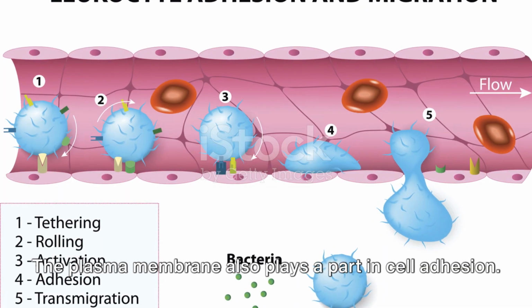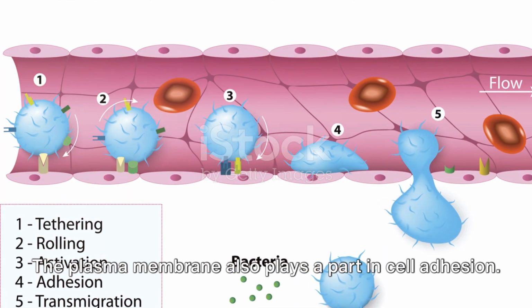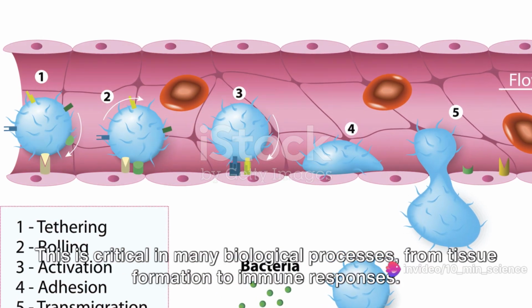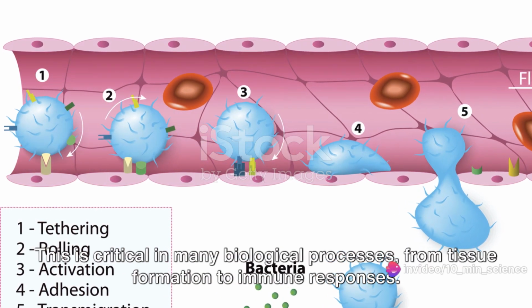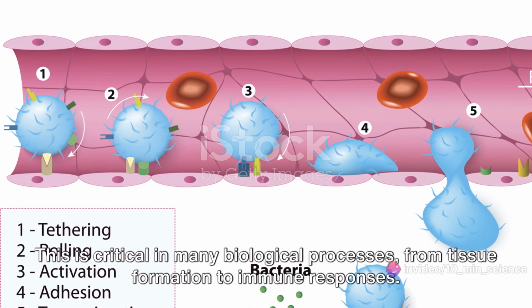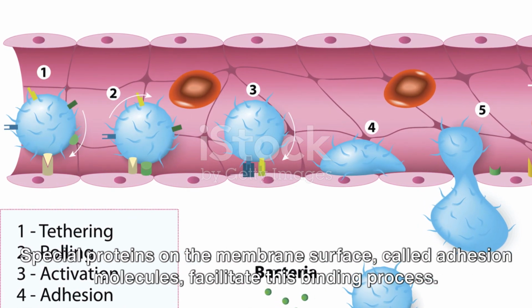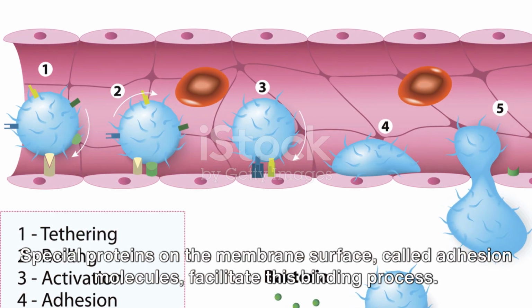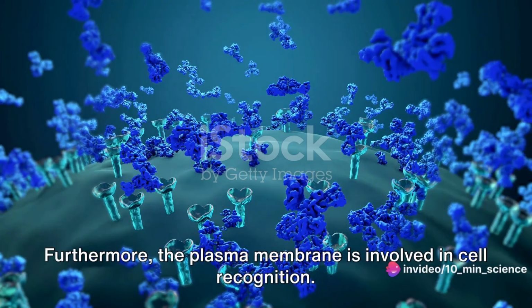Once these signals are received, the receptor proteins trigger a cascade of events within the cell, leading to a specific response. The plasma membrane also plays a part in cell adhesion. It helps cells stick to each other and to their surroundings. This is critical in many biological processes, from tissue formation to immune responses. Special proteins on the membrane surface called adhesion molecules facilitate this binding process.